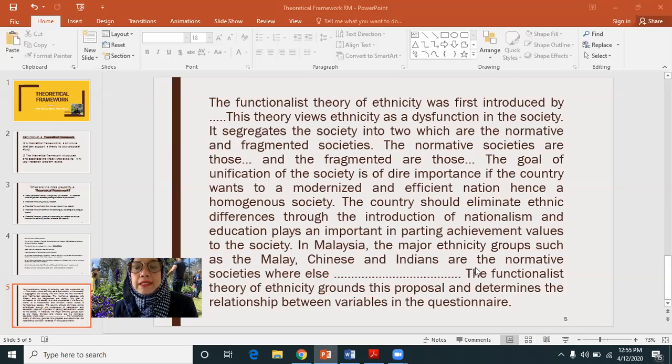and I will end my theoretical framework paragraph by writing what it does to the proposal, like the functionalist theory of ethnicity grounds this proposal and determines the relationship between variables in the questionnaire. I hope you understand how to write a theoretical framework for your proposal.